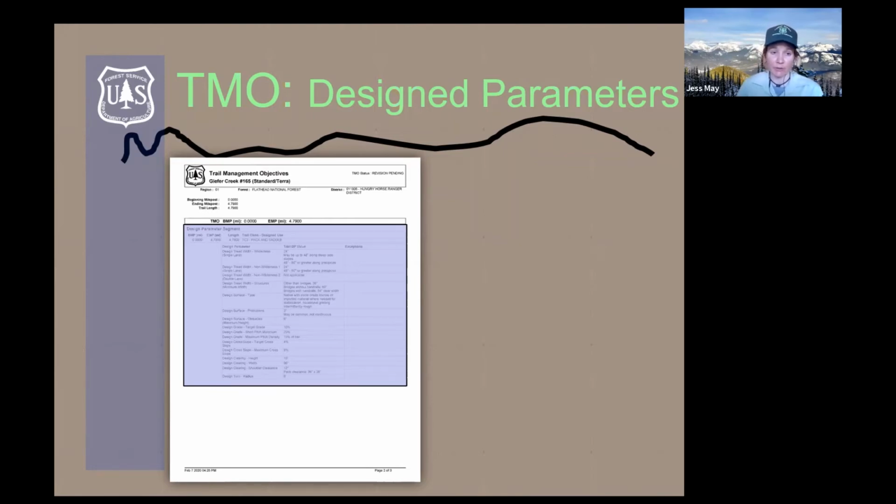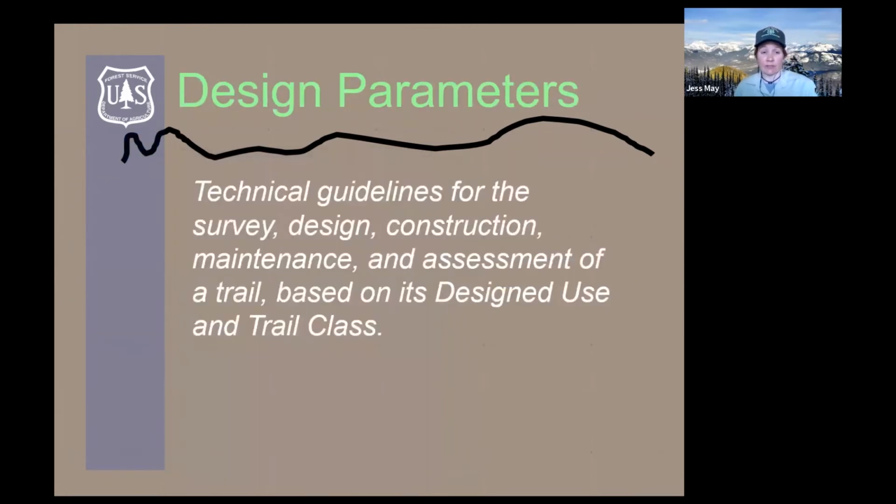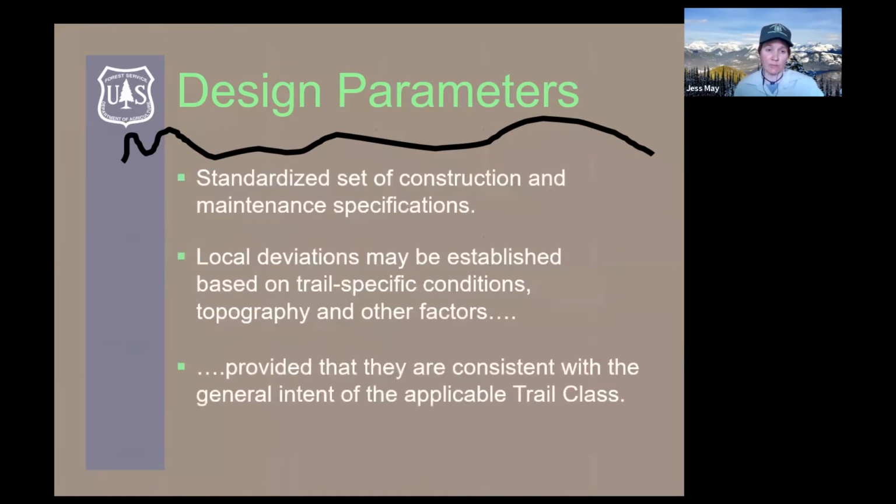So design parameters often have their own full page. You can see that there's a lot of things in here. These are the actual technical guidelines for taking care of the trail. What should its tread width be? How often should it be maintained? This is all based on the combination of designed use and trail class. So who is it designed for? What level of experience are we expecting or desiring to give them? And then combine that and you get these technical parameters.